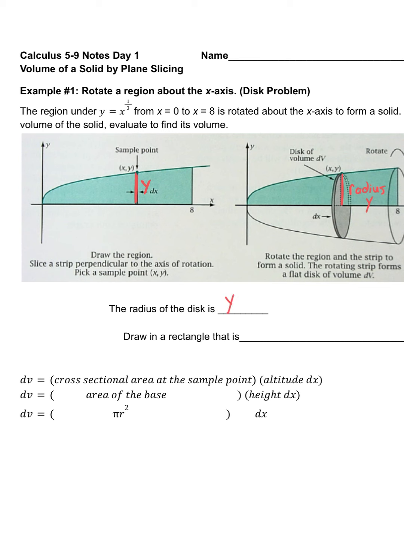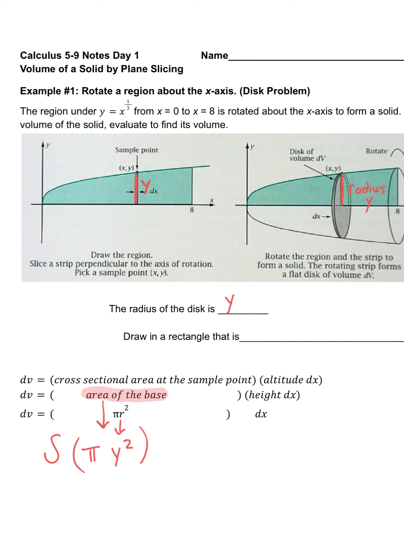Now we're going to find the volume of this disk. Remember from geometry, the volume of a disk is the area of the base times the height. So the area of the base is a circle. The area of a circle is pi r squared. We're going to change the radius, the r, to a y, so that becomes pi y squared. That is the area of the base.